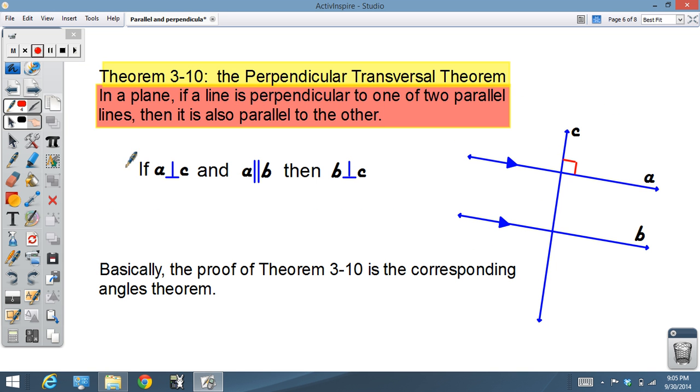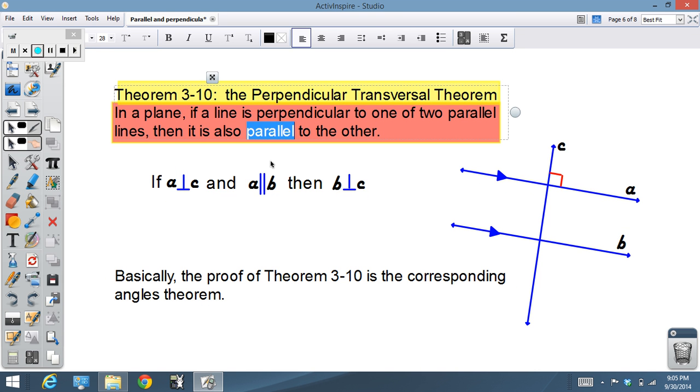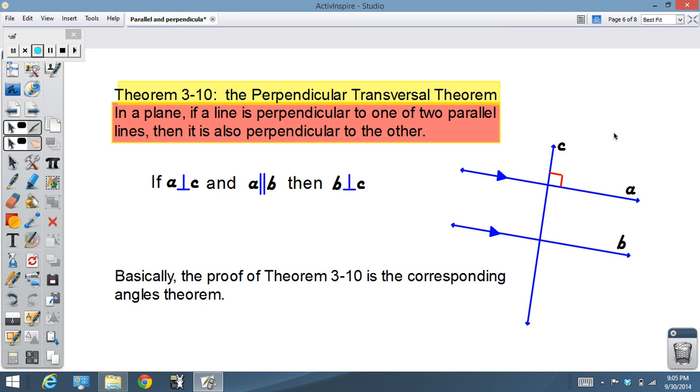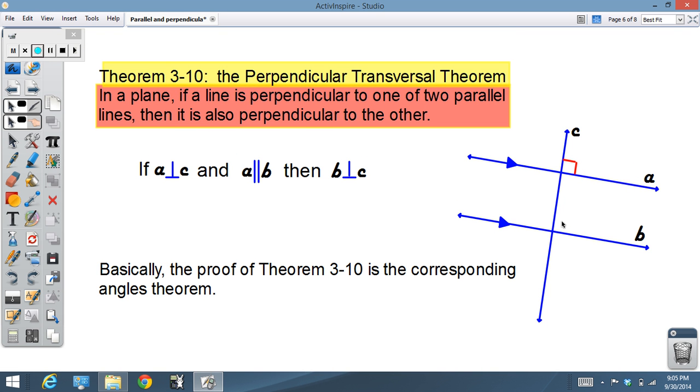Okay, next, Theorem 3-10 does have a name. That's the perpendicular transversal theorem. This says that in a plane, if a line is perpendicular to one of two parallel lines, it's got to be perpendicular to the other as well. There's a typo there. Let's fix that. All right. If a line is perpendicular to one of two parallel lines, then it's also perpendicular to the other.